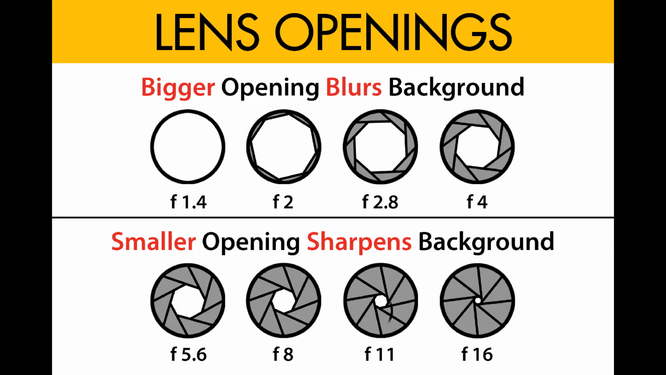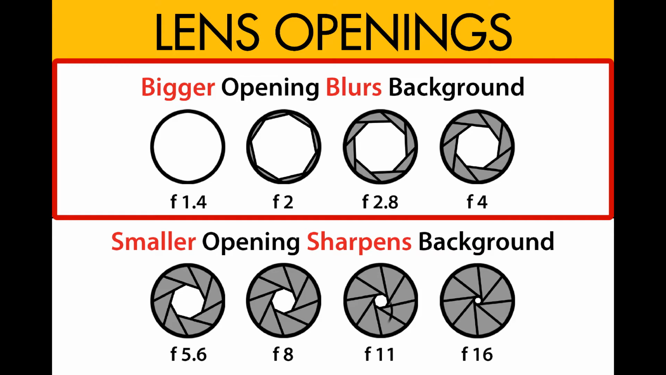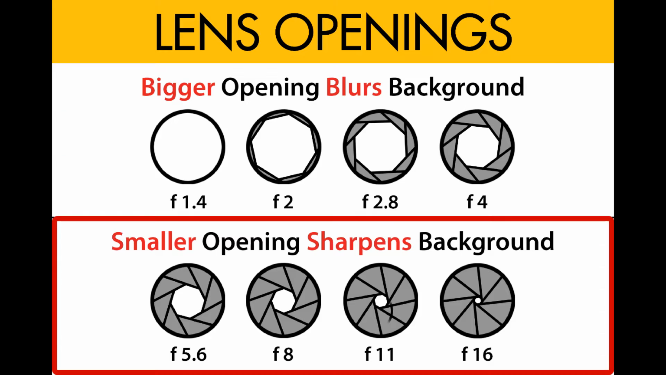Our lens opening card is divided into two parts. The top section shows the larger lens openings: 1.4, 2, 2.8, and f4. A bigger opening will blur the background more than a smaller opening, so the larger the opening, the more the background is blurred. In the second half, we show the smaller lens openings, going from 5.6 to 8, 11, and 16. The smaller the lens opening, the more it sharpens the background.